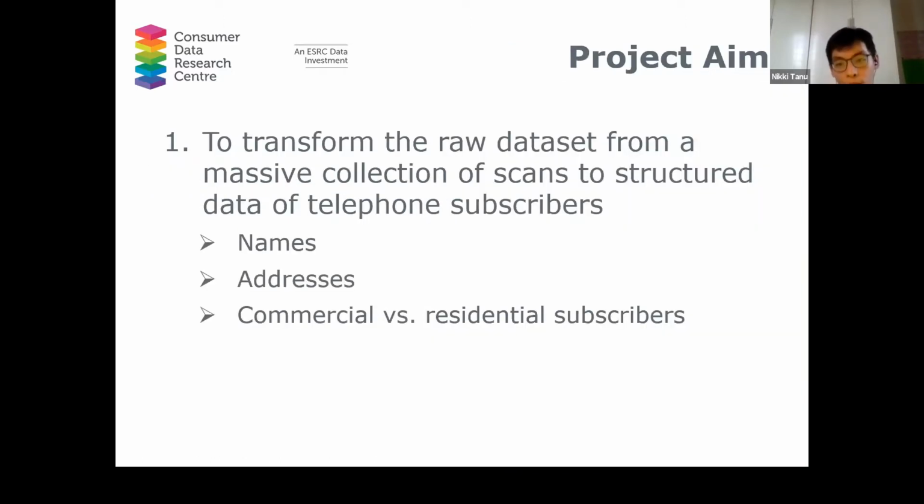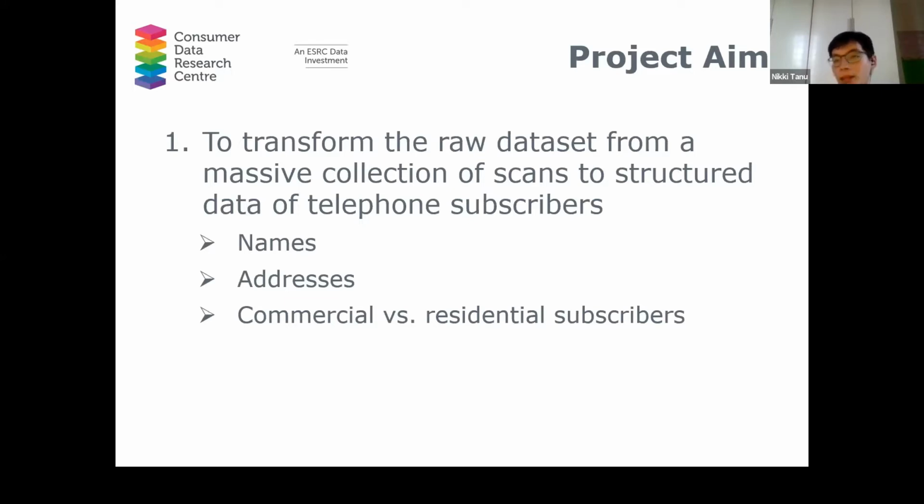Yeah, so specific project aims, the first part is just to make a structured data set from all the scans that we have gathered from BT, and extracting three main kinds of data. So the names and the addresses of the subscribers, and then we can also infer usually based on the name entry, whether it's a commercial or a residential subscriber.